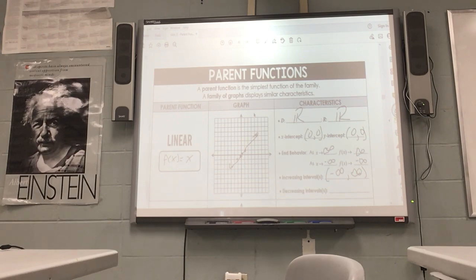Okay, then decreasing is where the line will be going downhill. You read a graph always left to right, just like you read a book. So reading that graph left to right, where is it ever going to go downhill? It's not on this one, is it? So this one doesn't have a decreasing interval, so I'm just going to put not applicable.